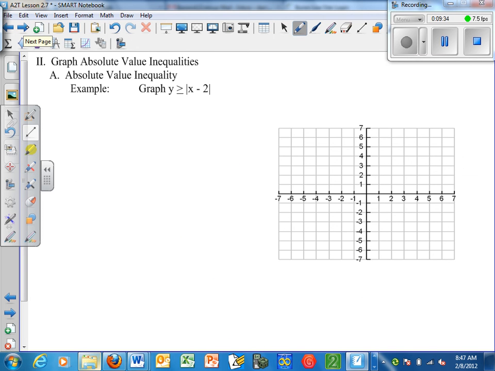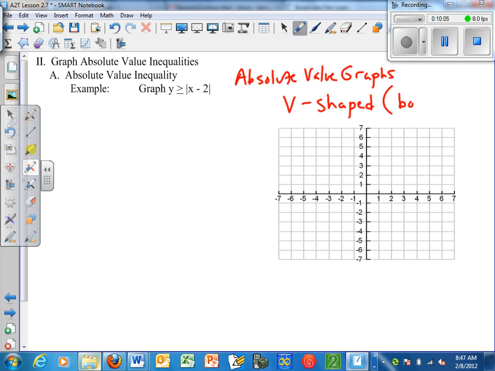Okay, absolute value inequalities. This is new, okay? You haven't done these before. You've done linear inequalities. Remember absolute value, which we just talked about in the last lesson. Absolute value graphs, what shape do they have? They are V-shaped. So I know when I draw my boundary, if it's got absolute value in it, which this does, it's going to be a V-shaped boundary. We don't really call it a boundary line because it's not a linear function.